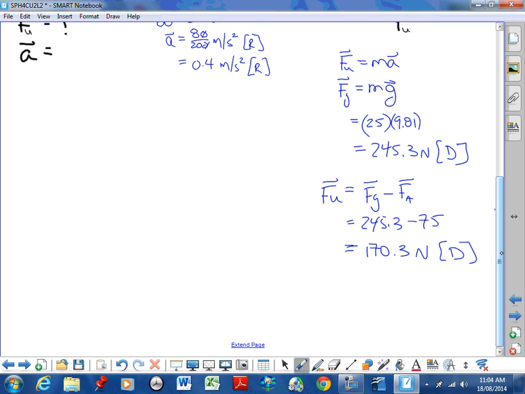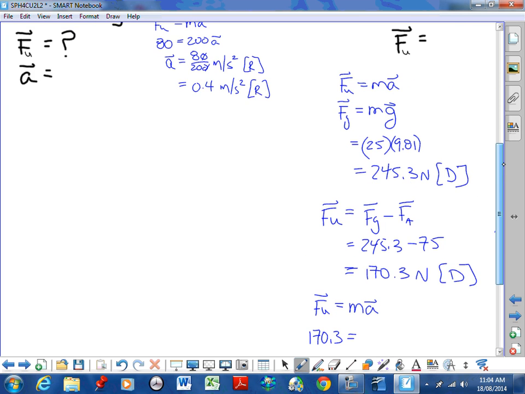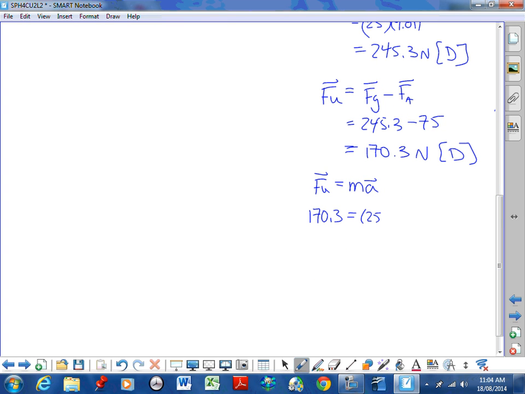Well, I don't have to. Your true acceleration is governed by Fu equals ma. It's not 9.81 because we have a resisting force slowing us. So 170.3 equals, what was my mass again? 25 times our acceleration. Divide both sides by 25, and we get 6.81.